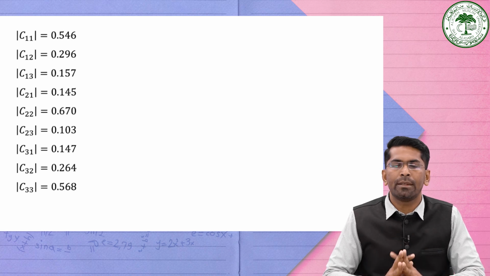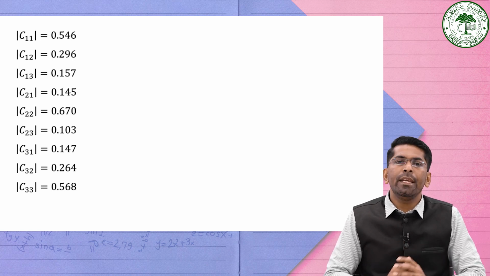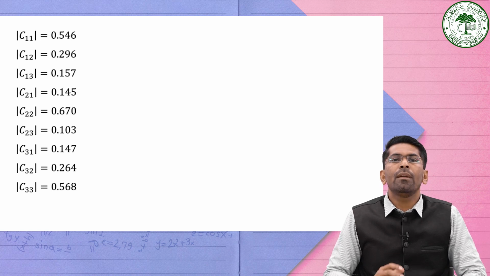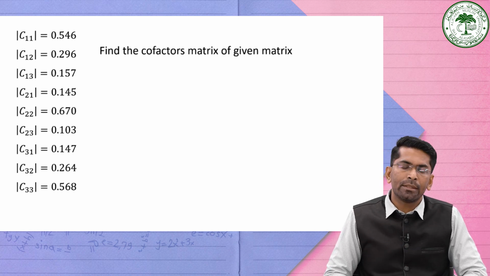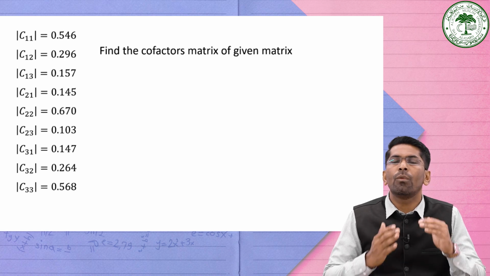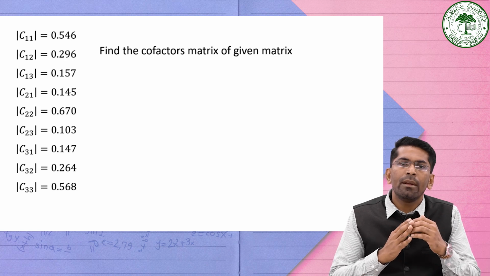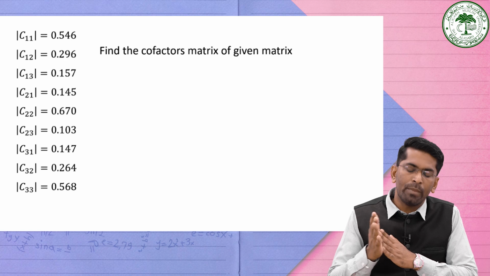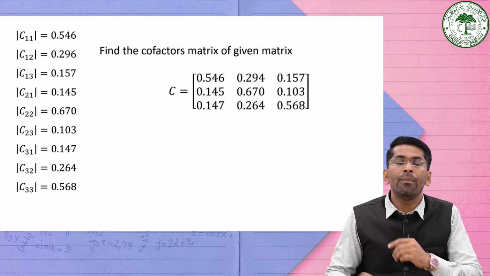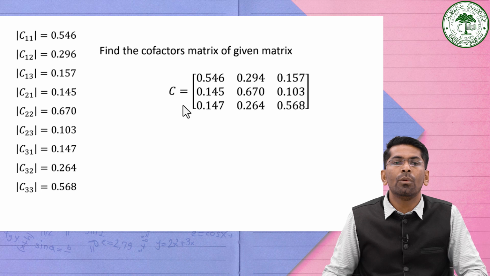We have 9 cofactors. After writing each and every cofactor, we can go for finding the cofactor matrix. How can we write the cofactor matrix? If we replace the original elements in the original matrix A, then we will find the cofactor matrix. Ultimately we will get the cofactor matrix C equal to 0.546, 0.294, 0.157, then 0.145, 0.670, 0.103, 0.147, 0.264, and 0.568.